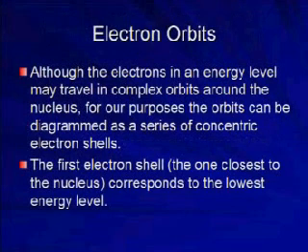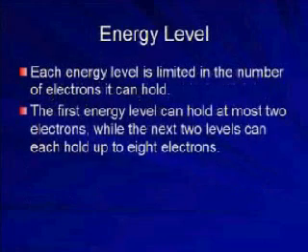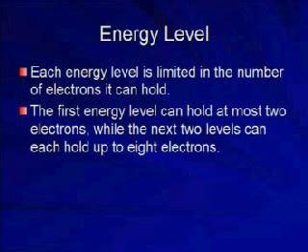Although electrons in an energy level may travel in a complex orbit around the nuclei, for our purposes, the orbits can be diagrammed as a series of concentric electron shells. This was shown to you previously in another illustration. The first electron shell, the one closest to the nucleus, corresponds to the lowest energy level. Each energy level is limited in the number of electrons it can hold. The first energy level can hold at most 2 electrons, while the next 2 levels can each hold up to 8 electrons.